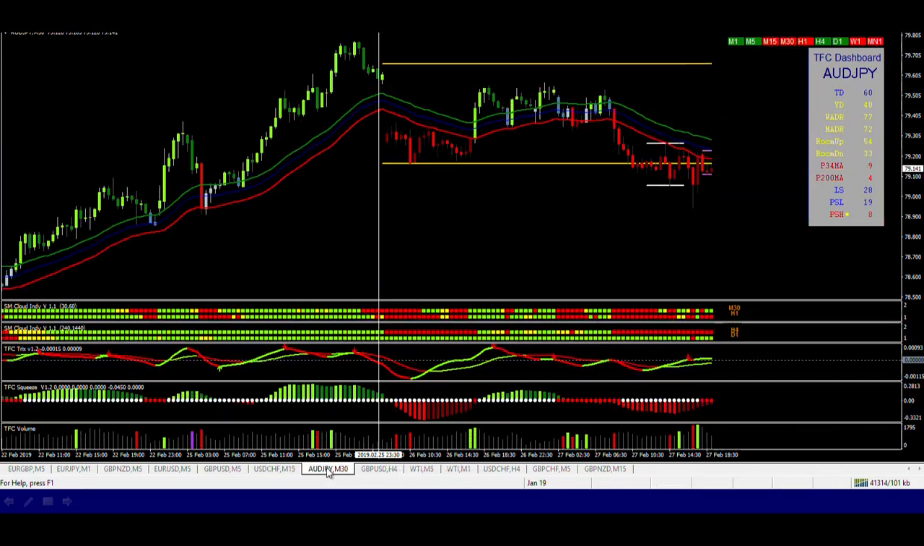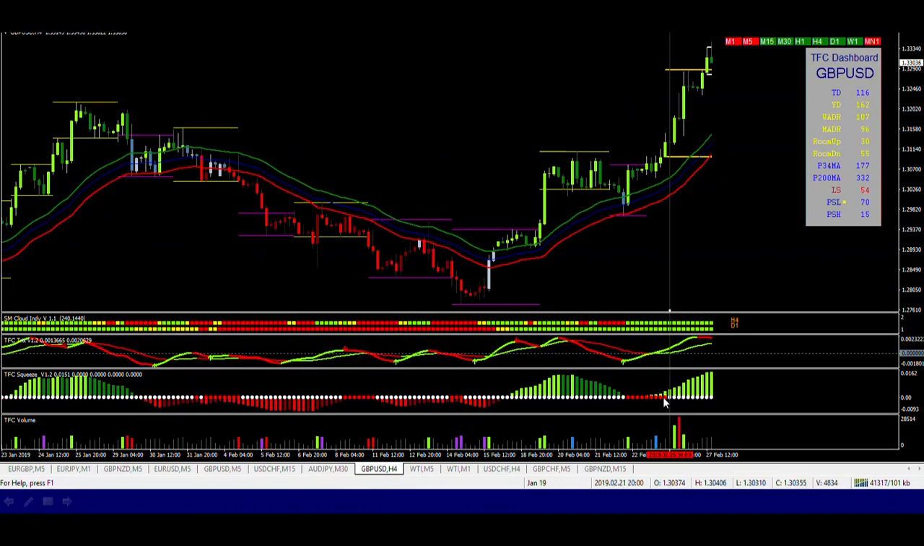Anything else? Aussie Yen 30 there, squeeze. Pound dollar 4 hour, look at this squeeze here, fired off, a brilliant trade. What's that worth? Oh, almost 150 pips.